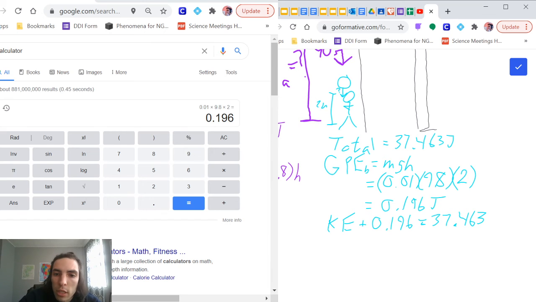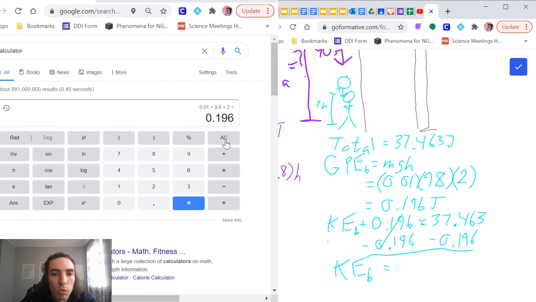And then this is a pretty simple algebra thing. We're just going to subtract, of course, 0.196 from both sides, because right now we're adding 0.196 on both sides. So those go away, and we'll find our kinetic energy. And I should specify that this is at part B as well, is going to be equal to 37.463 minus 0.196. And we find that the kinetic energy there is 37.267 joules.